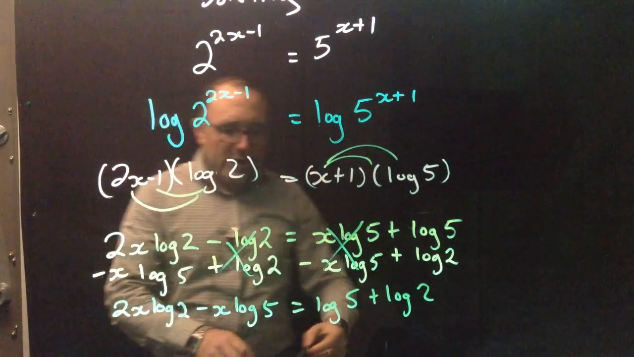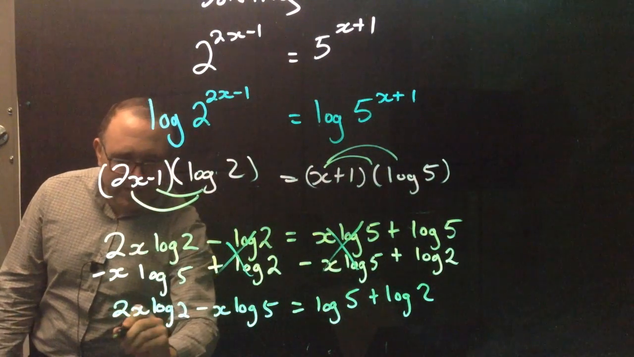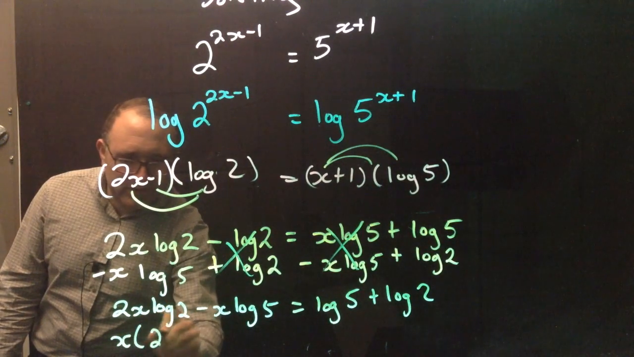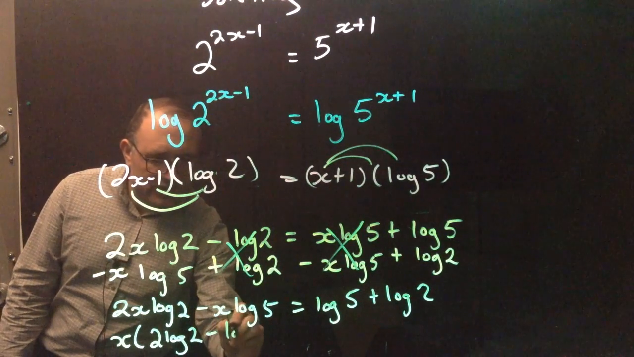Okay, now we can start factoring the x. What's common between 2x and x? Open up the bracket: 2 log 2. We already took away the x from here, so that's just log of 5 now.